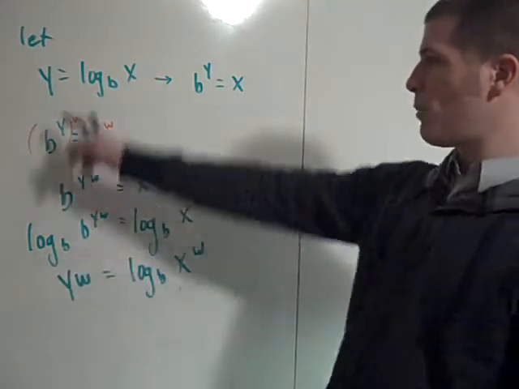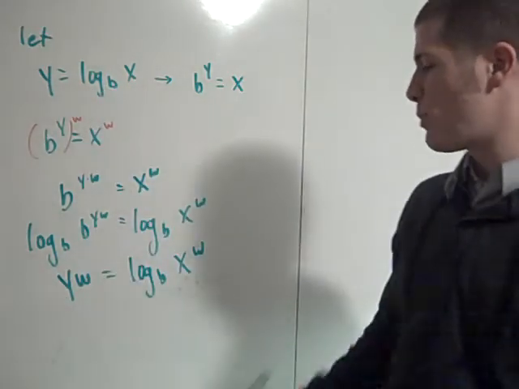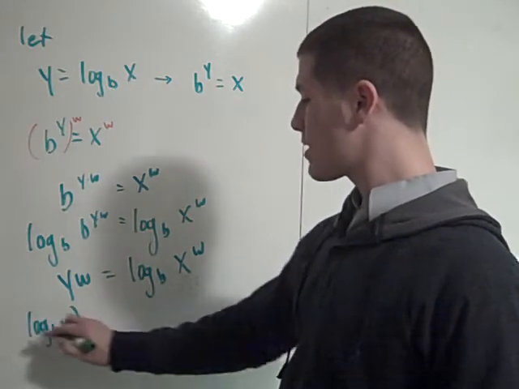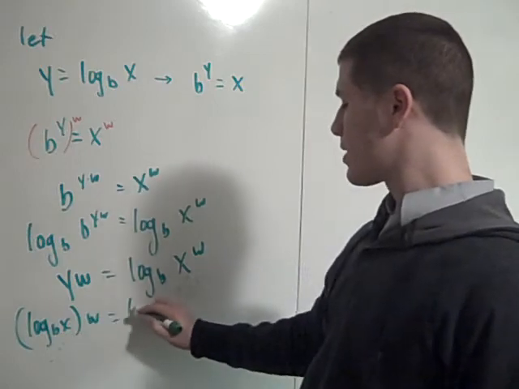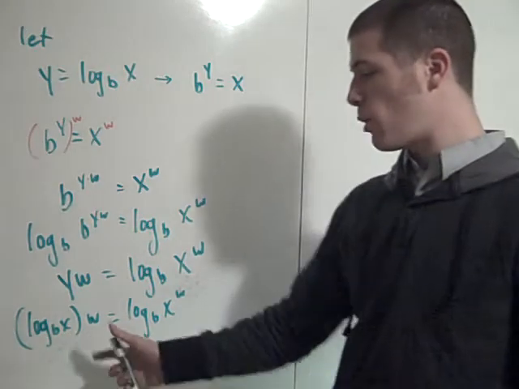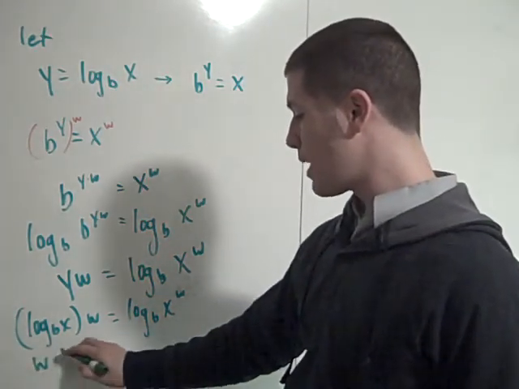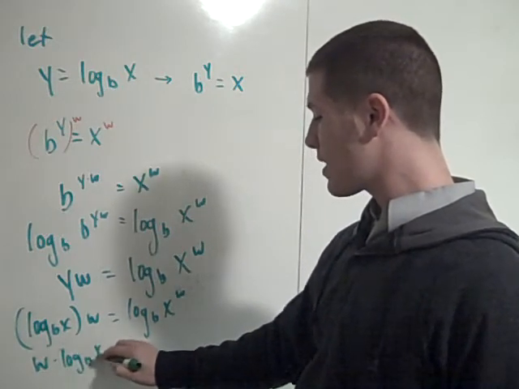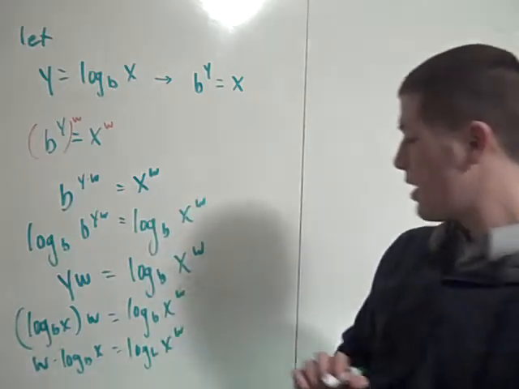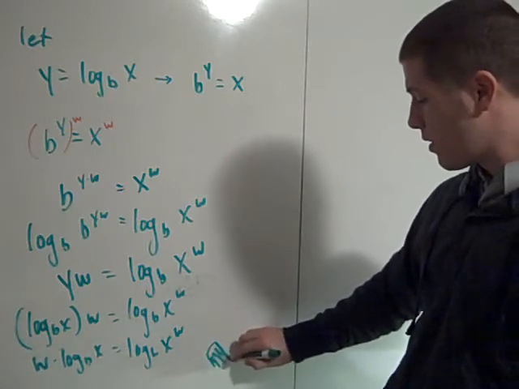And now if we go all the way back to the beginning here, y is equal to the log base b of x. Well, here's y, so y is the log base b of x. So I have the log base b of x times w equals the log base b of x to the w. And since multiplication is commutative, I can just switch the order of these two. So I can just say that w times the log base b of x equals the log base b of x to the w. And that completes the proof for the exponent property.